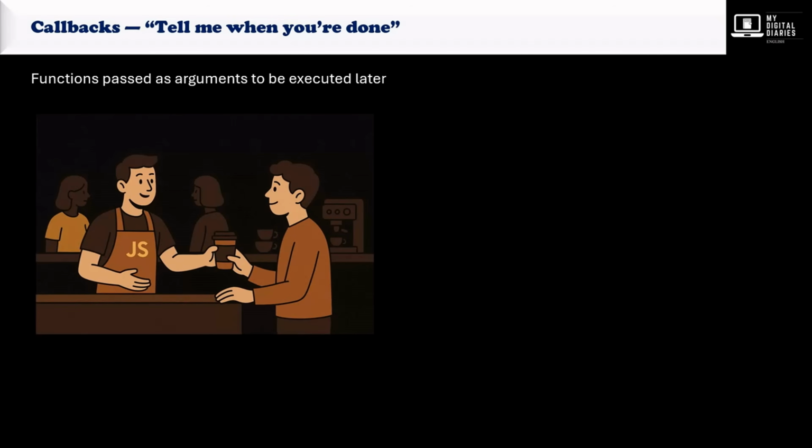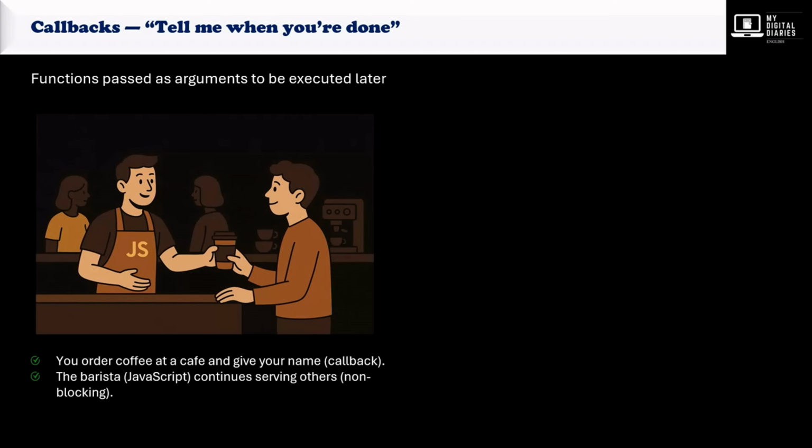Imagine you walk into a cafe and order a coffee. When you place the order, you give your name, that's your callback function. The barista, who represents JavaScript here, continues serving other customers. This means JavaScript doesn't stop. It keeps doing other work while your order is being processed. And once your coffee is ready, the barista calls your name. That's when the callback function gets executed and you receive your coffee. So callback is like saying, hey, run this function when you are done.